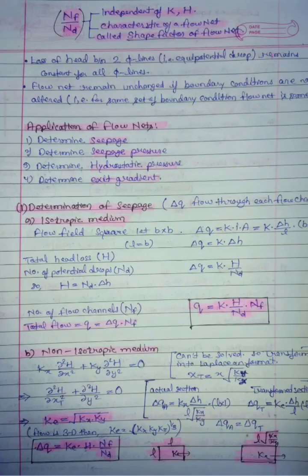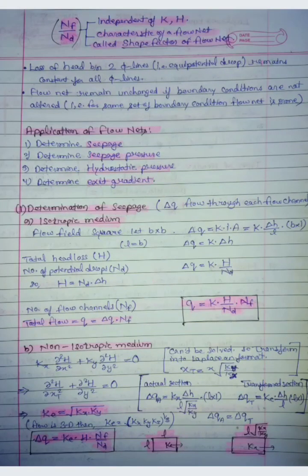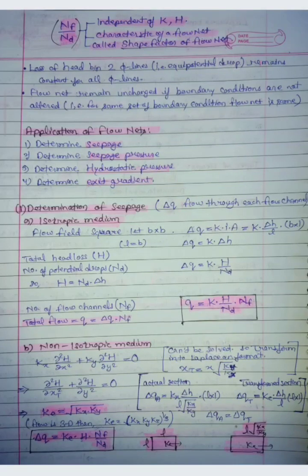Now loss of head between two phi lines is called equipotential drop, and it remains constant for all phi lines. That is, the equipotential drop between any two equipotential lines will be constant in a given flow net. Now the flow net remains unchanged if boundary conditions are not altered. If the boundary conditions are not altered, the flow net will remain the same; for the same set of boundary conditions the flow net is the same. So these are all the properties related to flow nets.